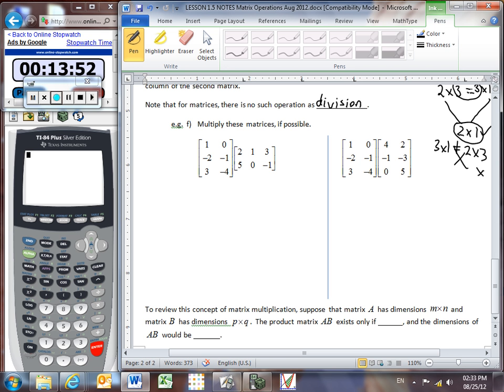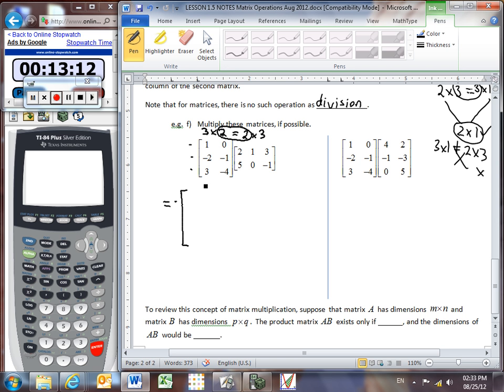So the first one says, multiply these matrices if possible. First we'll have to check their dimensions are compatible. This one's got 3 rows and 2 columns, so it's a 3 by 2 matrix. And this one has got 2 rows and 3 columns, a 2 by 3. We can see that the inner dimensions are equal, so yes, it is possible to multiply them. And we will use the outer dimensions, 3 by 3, so we know that our answer matrix is going to be a 3 by 3 matrix. Alright, so let's set up a 3 by 3 matrix.